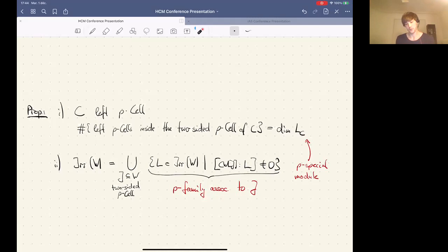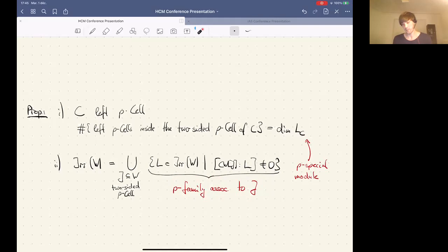And so we do this by saying that the partition or the subset associated to a two-sided P cell will be precisely those irreducible representations that occur non-trivially in the corresponding two-sided cell module. And I want to denote this, or call this, the P family associated to J. And I'll explain later why I want to call it this way.